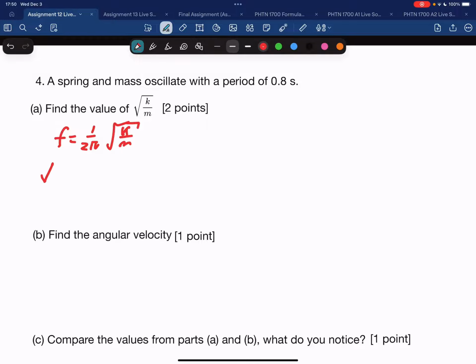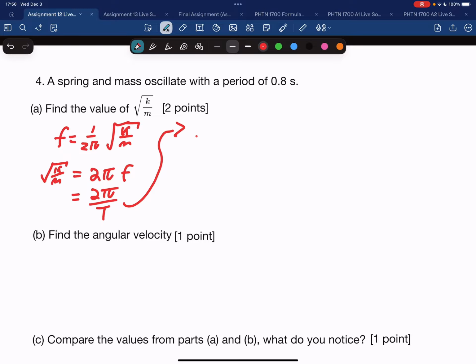Rearranging, I got the square root of k over m is equal to 2 pi times the frequency, which is also equal to 2 pi over the period.